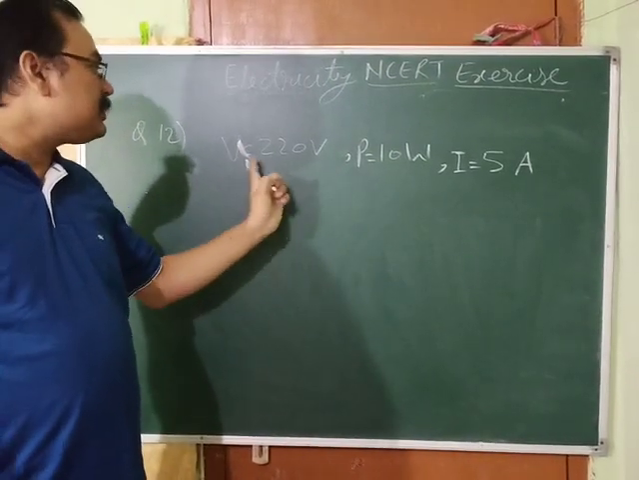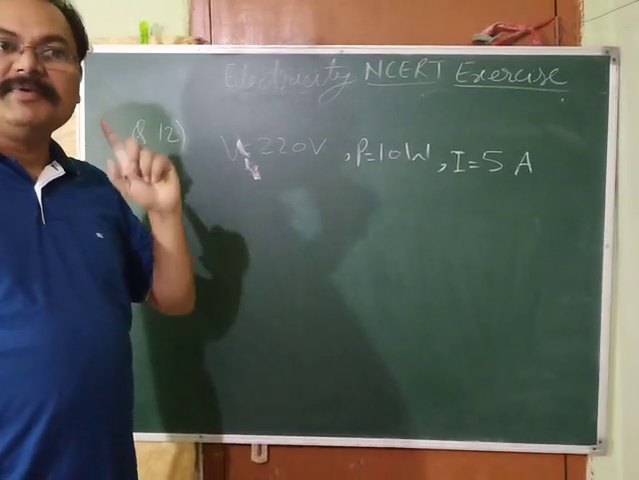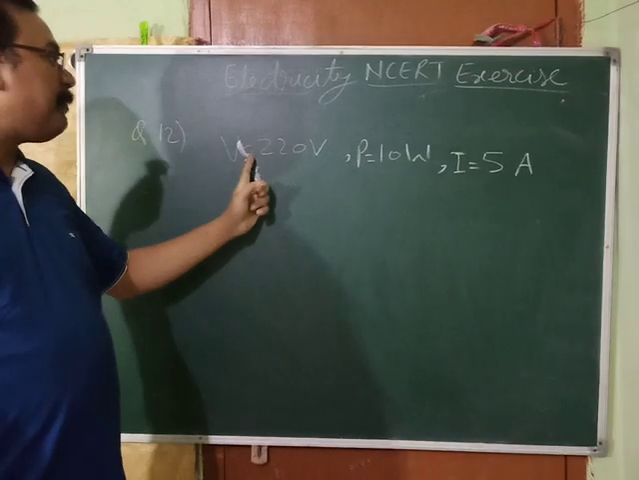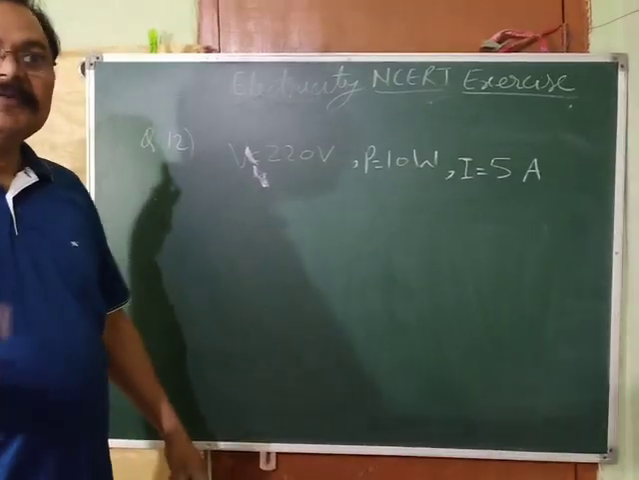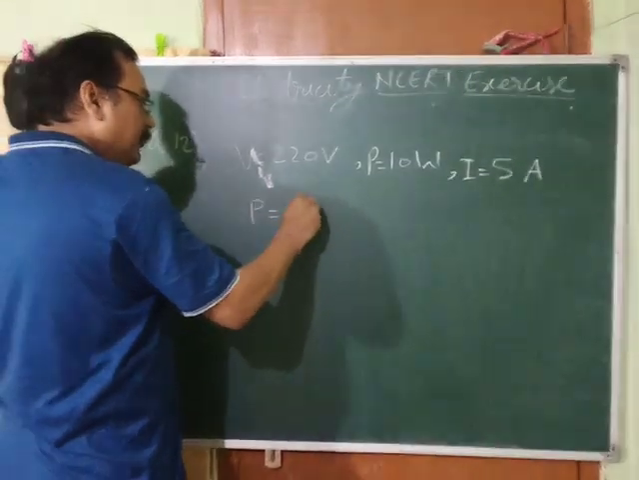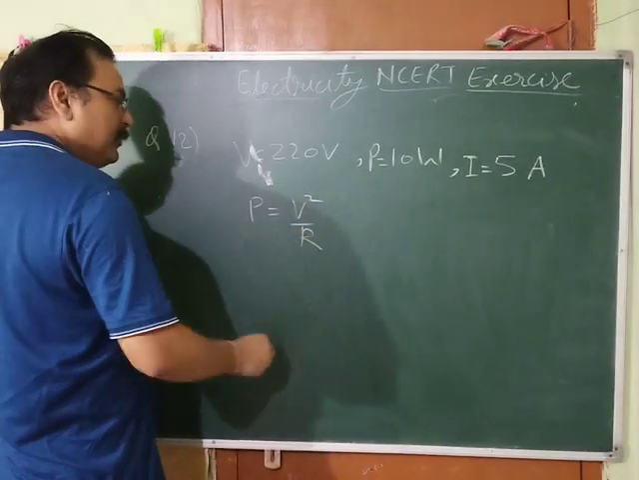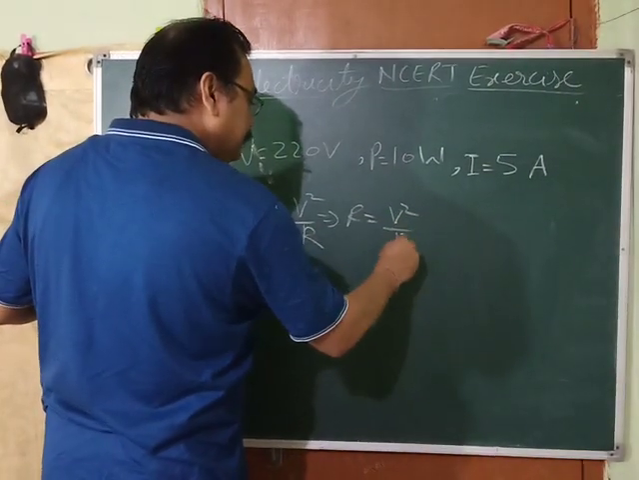Okay. And using this power and voltage, what we have to do when rating is given, we know very well. We have discussed in the last video also, when power rating is given, power and potential difference, we have to find out the resistance first. So what we can write? P is equal to V square by R. From here what we can write? R is equal to V square by P.